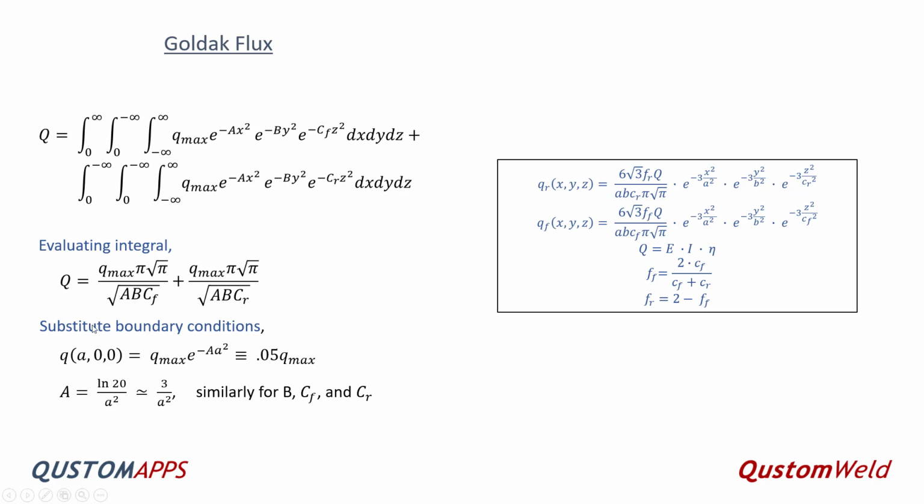The way we solve for those constants is making this assumption that at these distances of A, B, CF, and CR, the flux intensity is dropped by 95%. So when we put that in as boundary conditions, we can actually solve for these constants, and then we can reduce that equation into a slightly simpler form. Essentially, these equations are what we're going to use to define the flux as we put them onto the Abaqus elements.